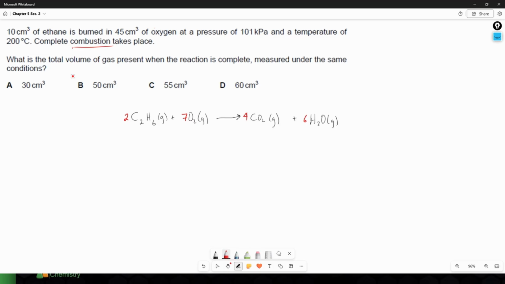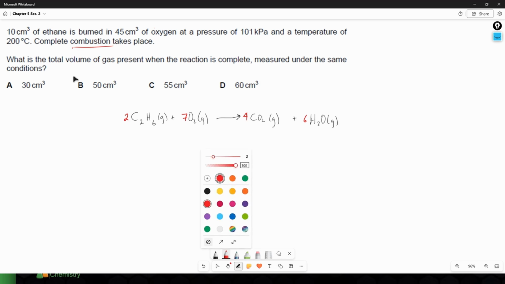And that gives us a 2 to 7 to 4 to 6 ratio. Now, if we look at that, we get 2 times 2 is 4 carbons. There are 4 carbons here. 2 times 6 is 12 hydrogens. 6 times 2 is 12 hydrogens. And then 7 times 2 is 14 oxygens. We have 8 oxygens here. 4 times 2 plus 6 is 14. So it makes the balancing a lot easier.